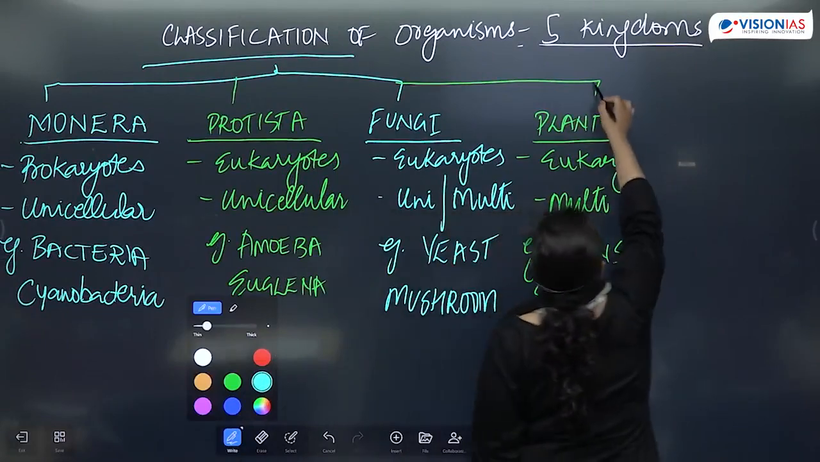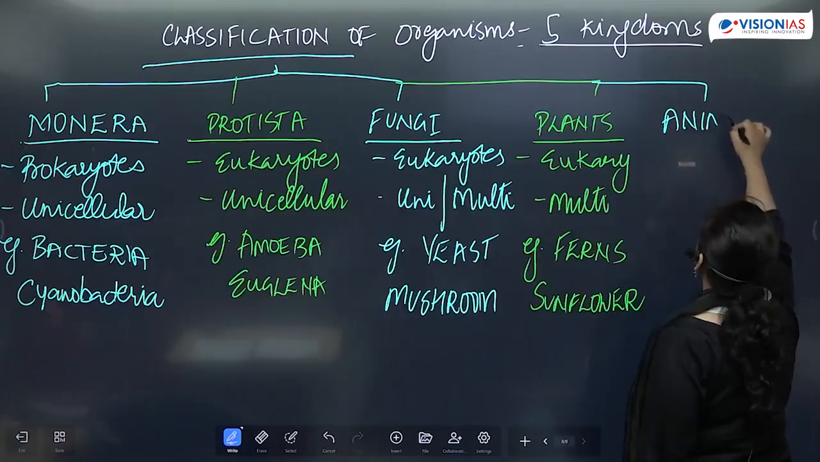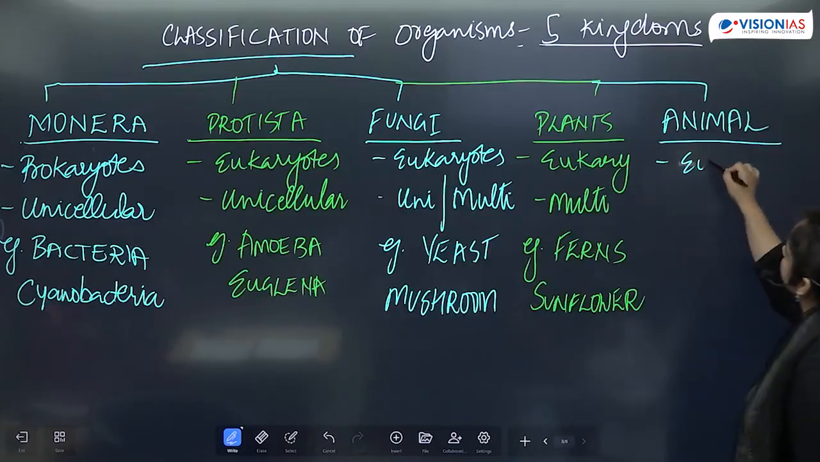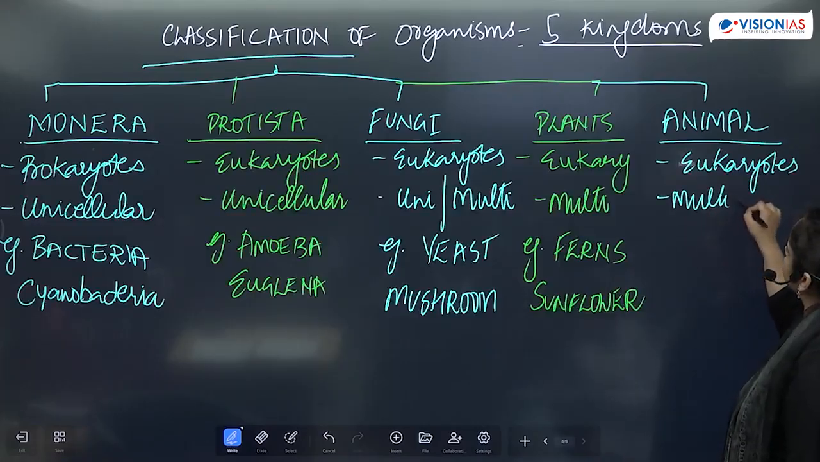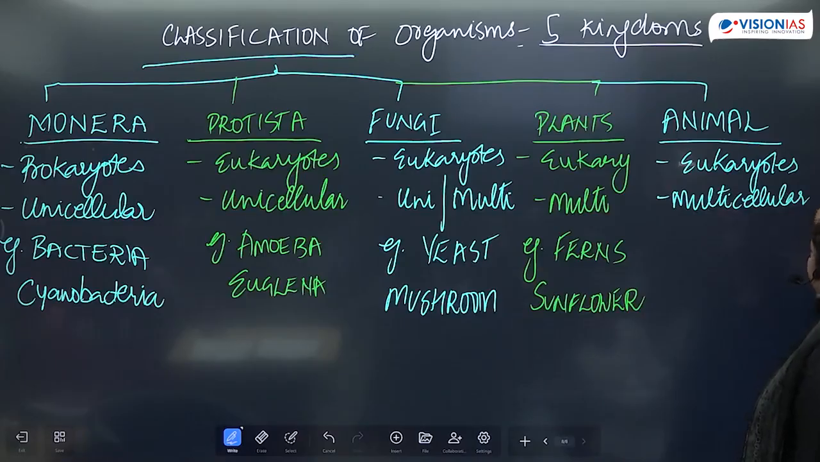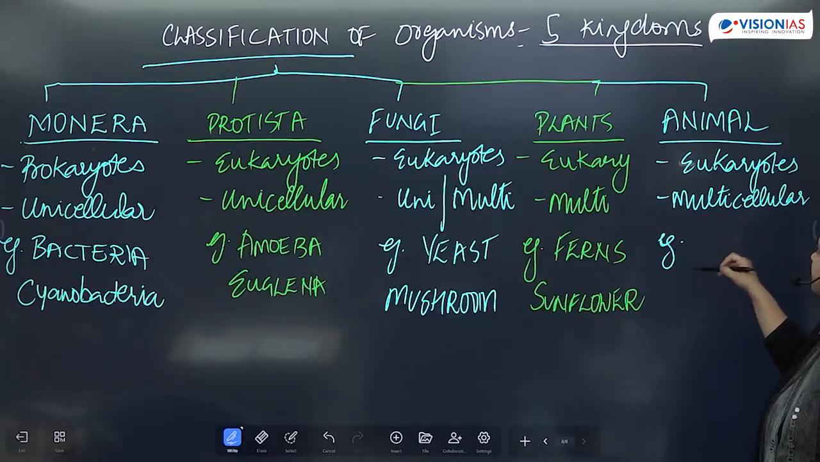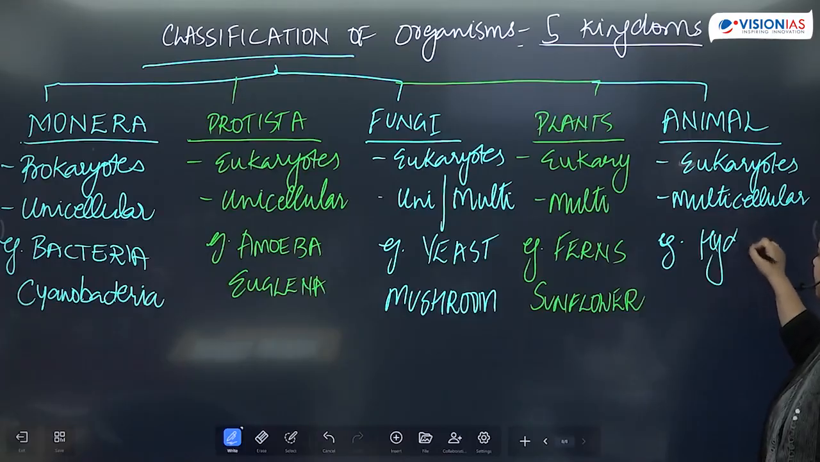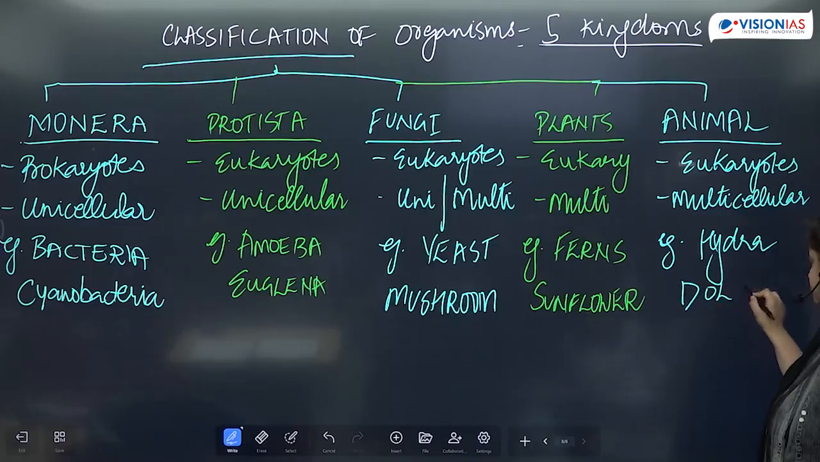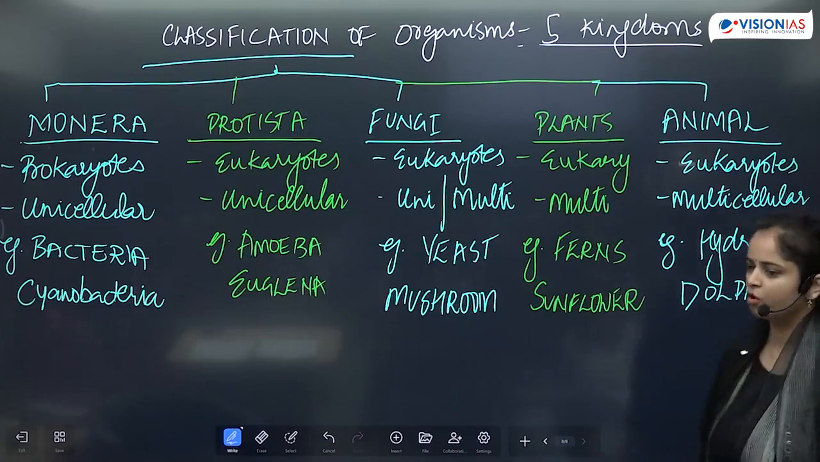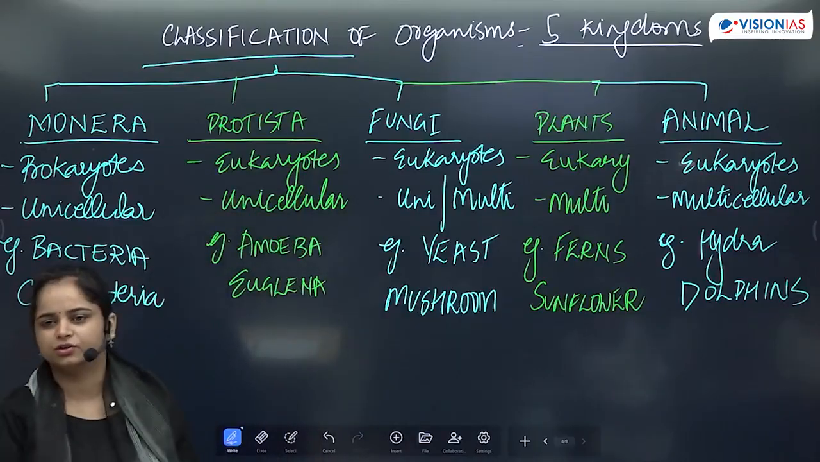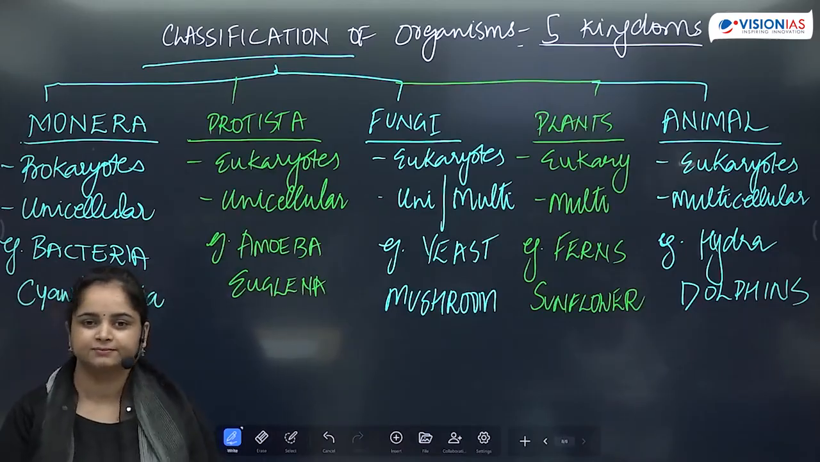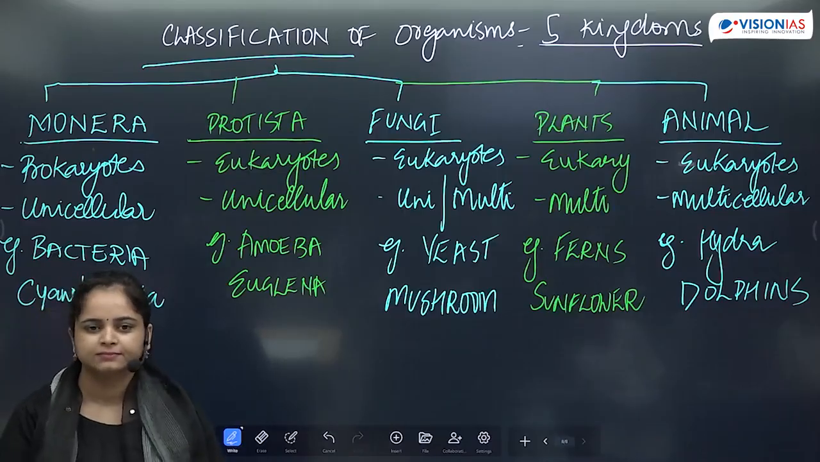Last is the animal kingdom, where all of you are placed. Eukaryotes, multicellular. Examples can be simple animals like Hydra. Knew about Hydra? To advanced animals like dolphins or human beings, insects, crocodiles, octopus, they're all animals. All come in animal kingdom.